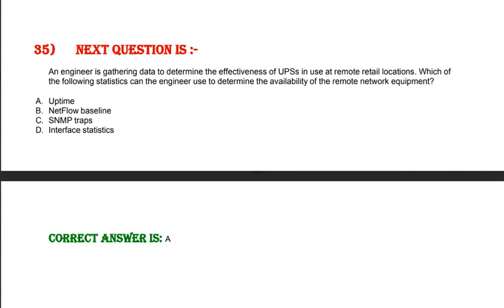Question is, an engineer is gathering data to determine the effectiveness of UPSs in use at remote retail locations. Which of the following statistics can the engineer use to determine the availability of the remote network equipment? Option A, uptime. Option B, NetFlow baseline. Option C, SNMP traps. Option D, interface statistics. Correct answer is option A.